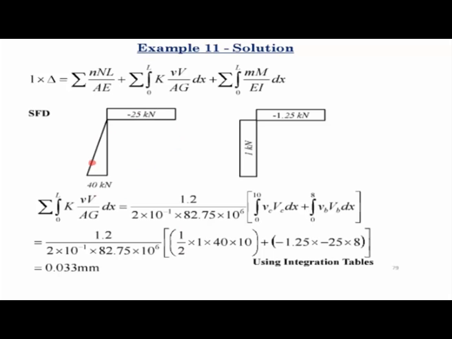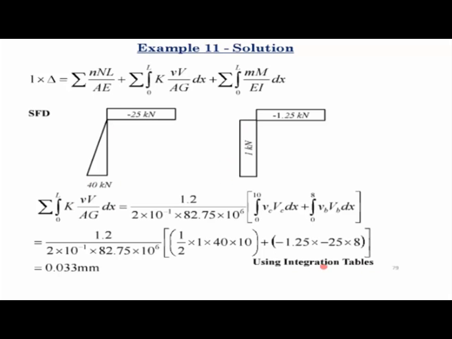So these are the two shear force diagrams. This is due to the applied load. This is due to the virtual load. Now this is the formula that we got for calculating deflections due to shear deformation. Now the section is rectangular. So K is taken as 1.2. Now the shear functions are V.